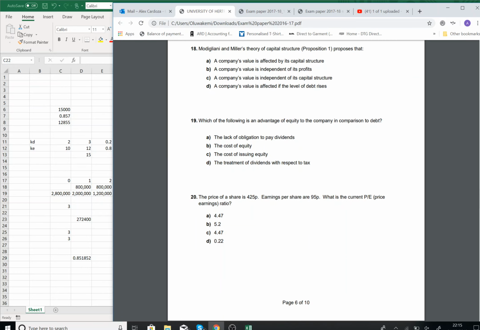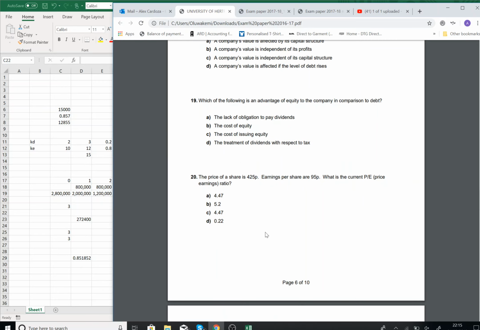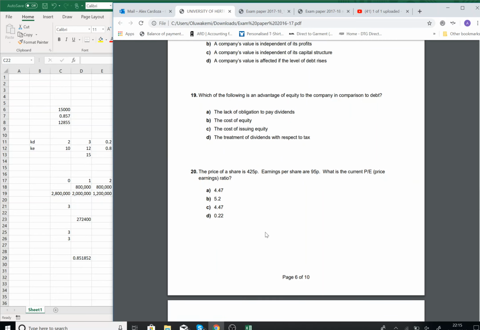The cost of equity is higher than debt. The cost of issuing equity is more than debt, and the treatment of dividends is not tax deductible. So none of those things are a benefit.